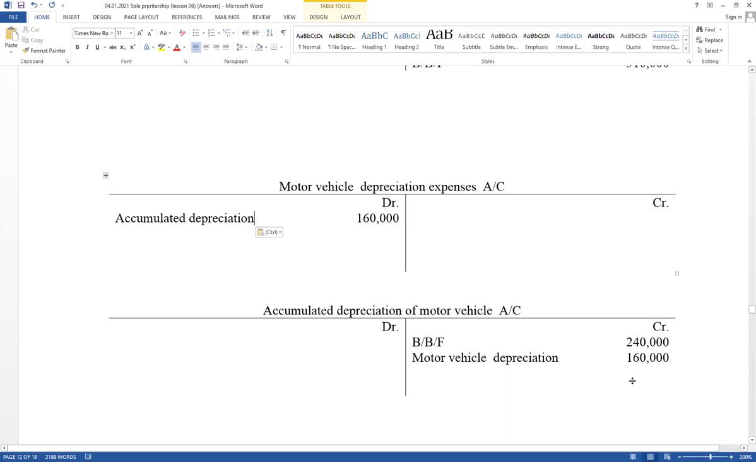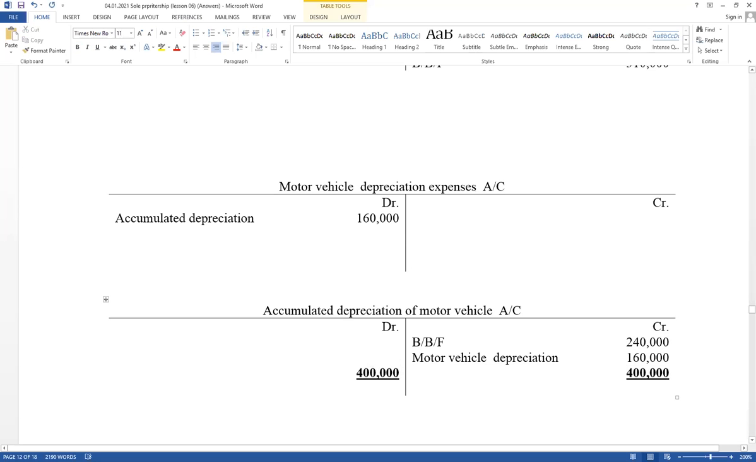But for accumulated depreciation closing balance, you have to calculate the closing balance. The credit side total amount increases. Therefore, the credit side total amount equals 400,000. Take that value to the debit side. Then the balance should be carried down. The closing balance should be included in the financial position.